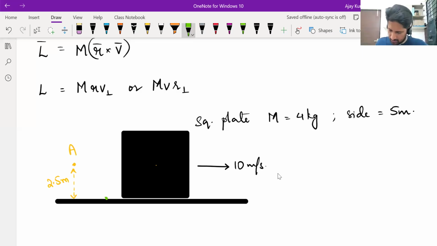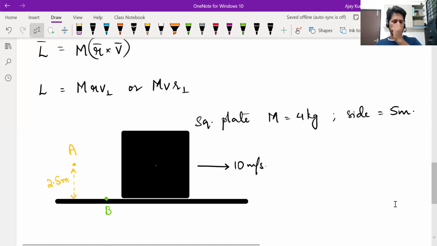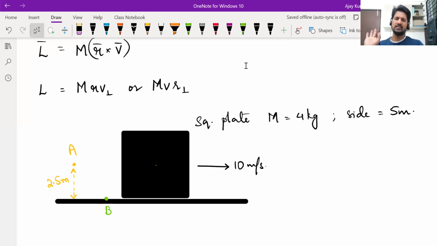Next, this point B, which is on the horizontal surface. Calculate its angular momentum about B. Okay. Do this quickly, all of you. I'll give you 3 minutes. Remember that it's a rigid body in pure translation. And for a rigid body in pure translation, if you want to find the angular momentum, you just have to find the angular momentum of its center of mass. So you can imagine it as a single particle and solve. Do it.